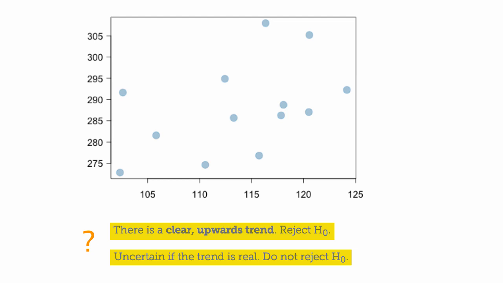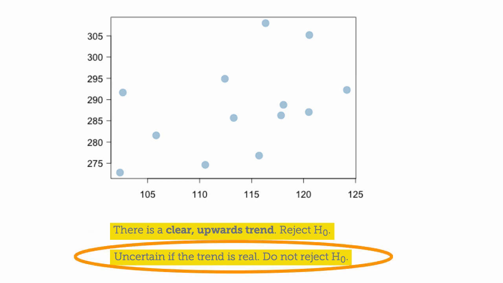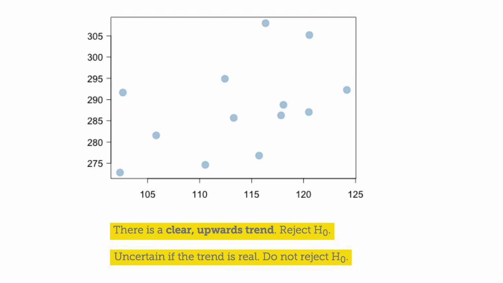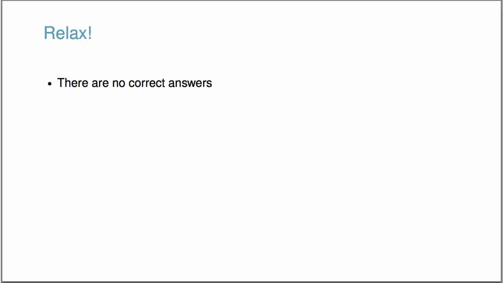Many of the plots that you will be presented with may seem like they could go one way or the other. Generally, if you can't confidently reject the null hypothesis, we suggest you do not reject the null hypothesis. One last word. There are no correct answers, and your choices are not being graded in any way. So just do your best to decide whether the upward linear trend is so strong that the null hypothesis should be rejected for each plot.